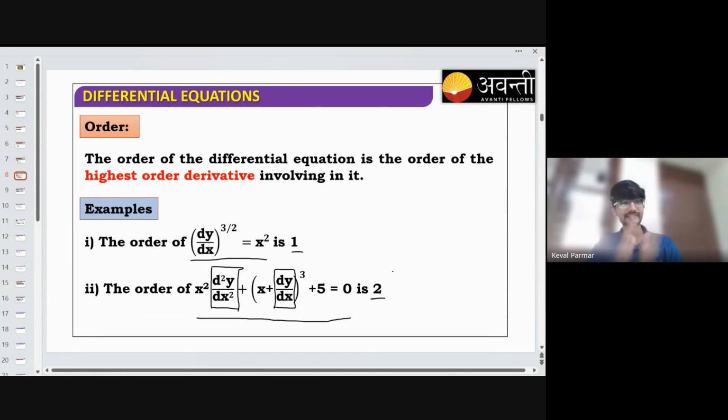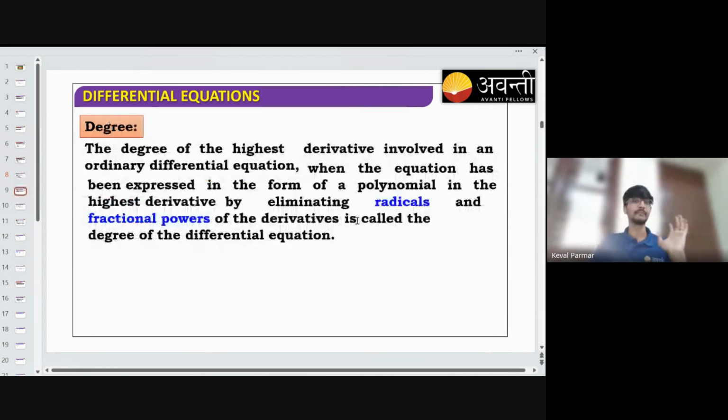But order is very simple. The next important term is the degree. Now, there is no need to read this big definition. If you want to read, you can read. But just listen to what I am saying.